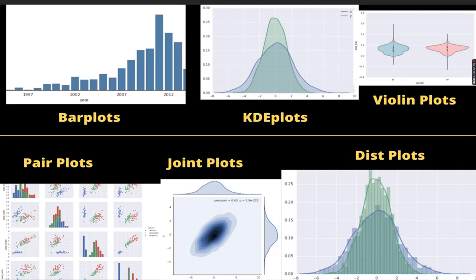And here are some of the cool plots that we can create with the help of Seaborn, such as bar plots, KDE plots, violin plots, dist plots, joint plots, pair plots, and many more. We can also create heat maps and cluster maps with the help of the Seaborn package, which are really useful when we try to find the correlation between two variables.